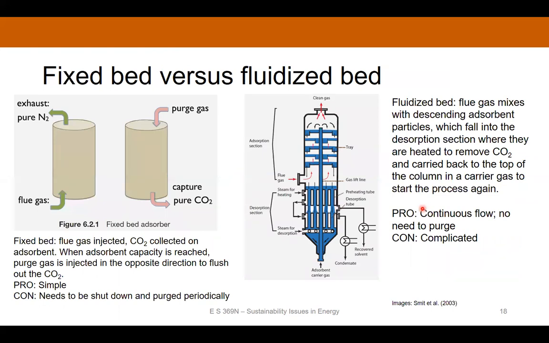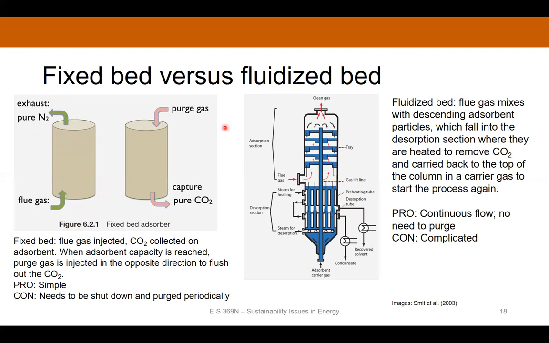Okay, so how are these things actually applied? It's kind of a similar process to adsorption. There are two types of reactors that can be used for adsorption processes. There's a fixed bed reactor, then a fluidized bed. A fixed bed reactor is really simple to understand. The flue gas comes in, and then the CO2 adsorbs on whatever is in there, and then the exhaust gas comes out, and hopefully it contains no CO2 or very little CO2. Now the problem though is that there's going to be a maximum absorption capacity of the material that's in here, and so periodically you have to flush out the CO2.